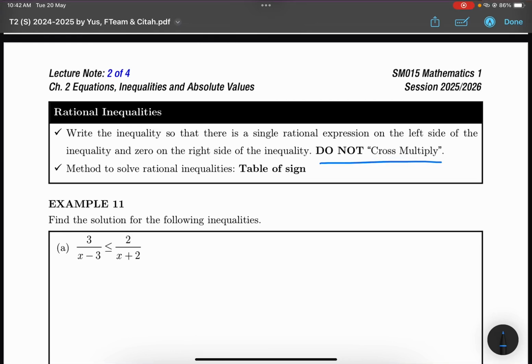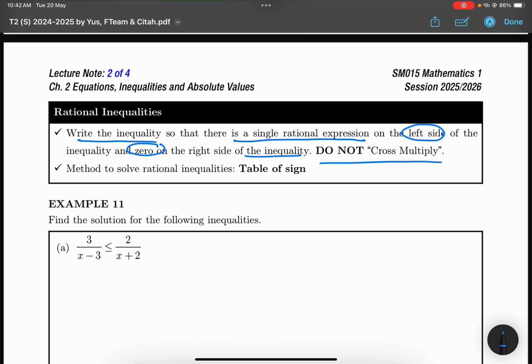Example 11 regarding rational inequalities. So today I'm going to explain how to solve rational inequalities. First of all, we need to write the inequality so that there is a single rational expression on the left side and 0 on the right side of the inequality.